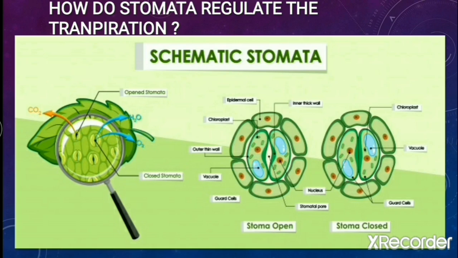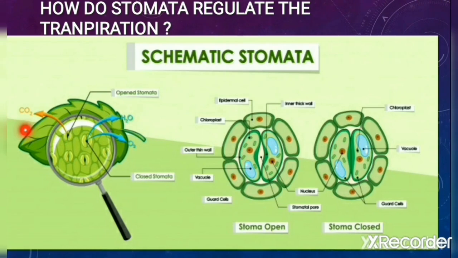Now, how do those stomata regulate the transpiration? To understand this, first of all, we need to understand the structure of the stomata. Up to this, I think it is clear to all of you that stomata are minute openings present in the epidermis of the leaf. These are such microscopic structures that we can't observe them with the naked eye.